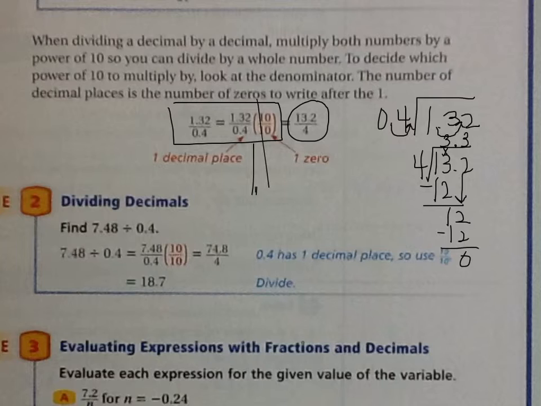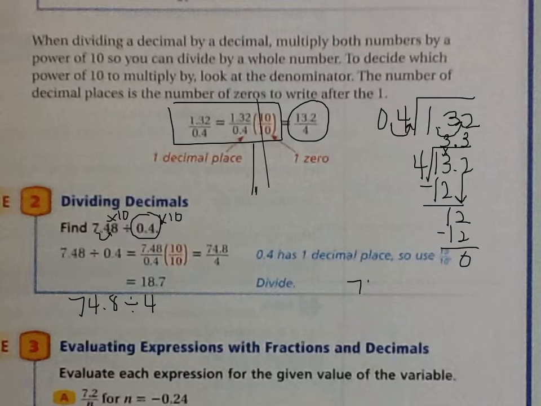It says 7 and 48/100 divided by 4/10. Look at that divisor. How many decimal jumps do you need to make it a whole number? 1 jump. So that's multiplying by 10. So I'm going to multiply by 10. I'm going to multiply by 10. So then it becomes, move your decimal 1 jump, 74 and 8/10 divided by 4.